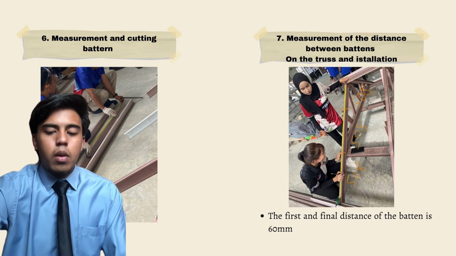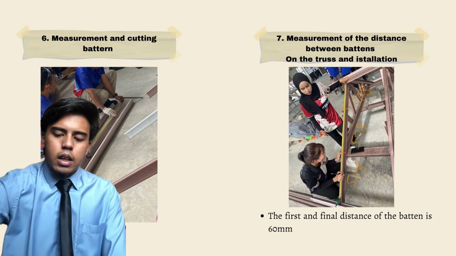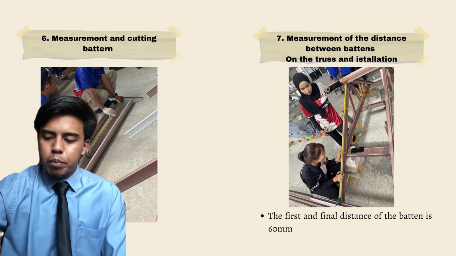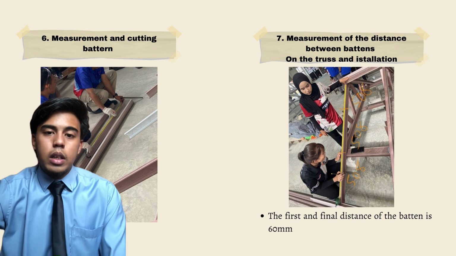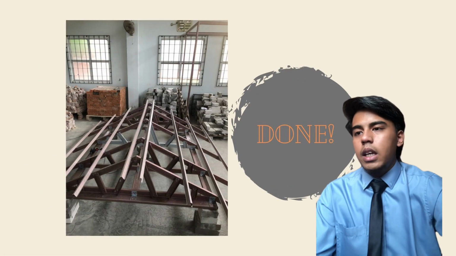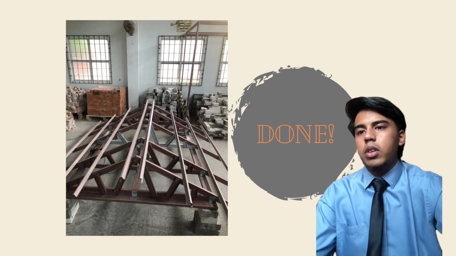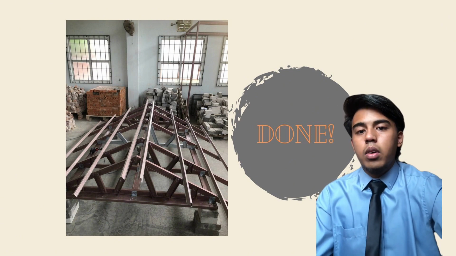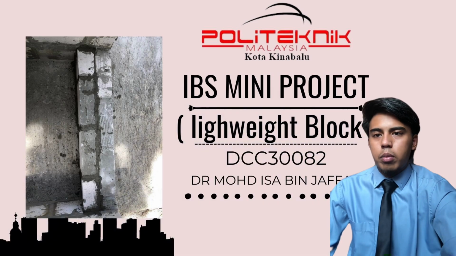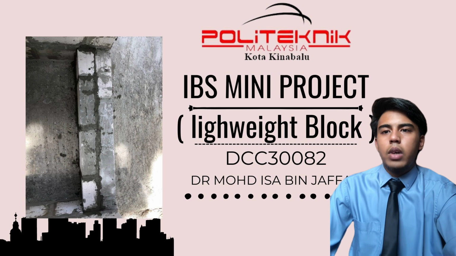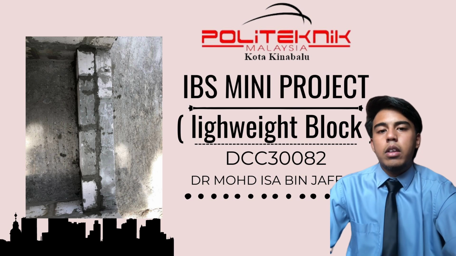And then we install the batten above the marked mark using a hand drill with screw. And finally, our project of C-channel has been done, and this is the photo of the project we have completed. That settles the C-channel project, and now we move on to the IBS mini project for lightweight block.